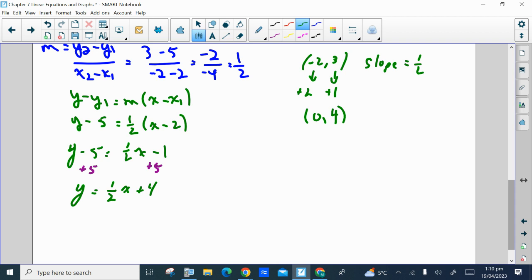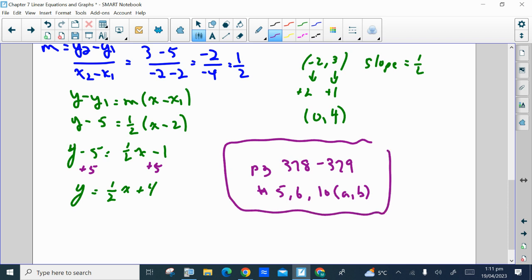All right. So for practice, you can work on page 378 to 379, questions 5, 6, 10A and B. So this will be for practice and what we learned today about writing equations, as well as working with different information to write equations. I will post these solutions to Google Classroom.